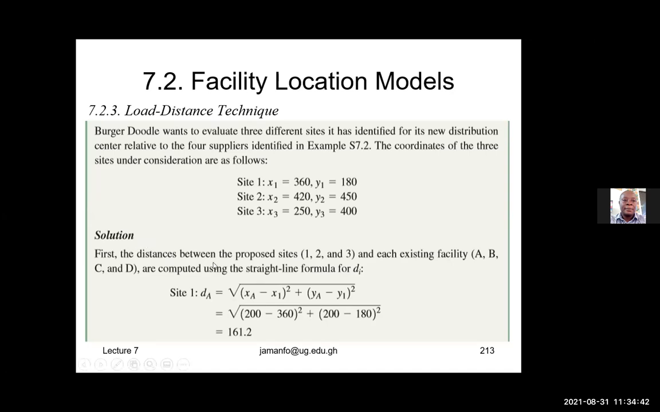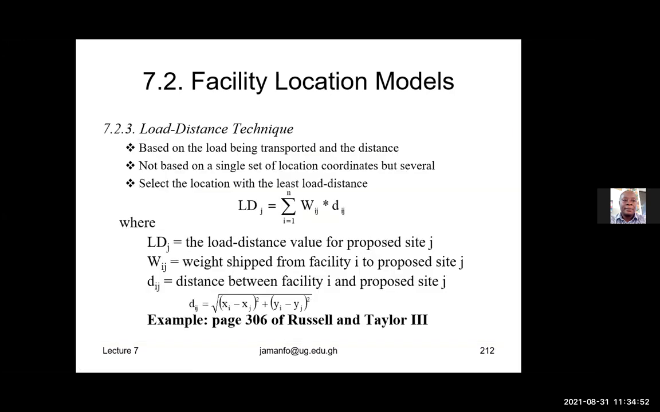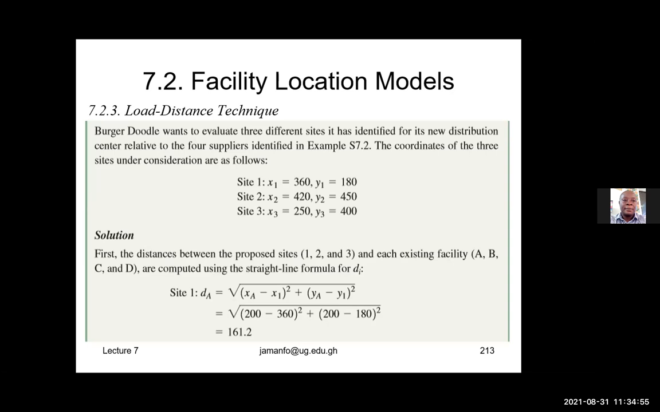So how do we find the distance? Site 1 and supplier A, existing facility A. Remember, what is the coordinate? You wrote them down. What is the coordinate for supplier A? What's the X and Y coordinates? So they are 200 each.